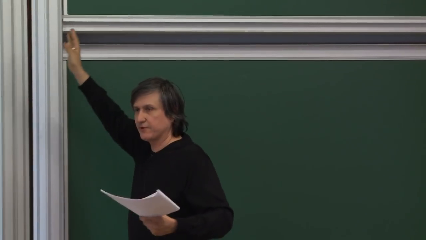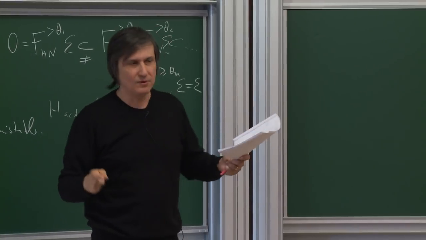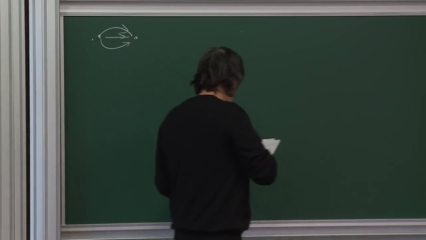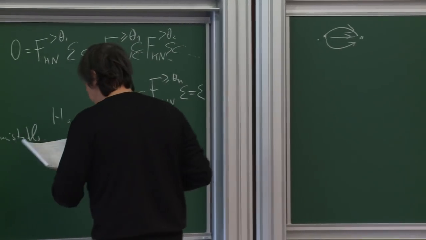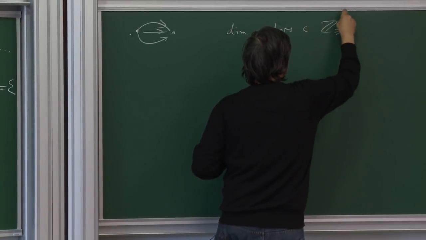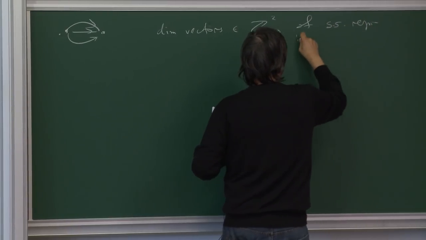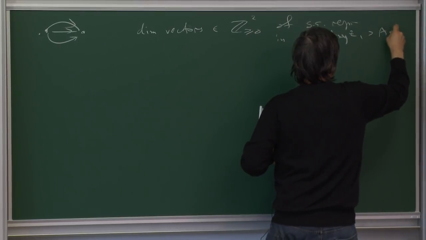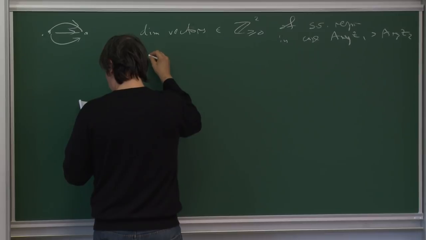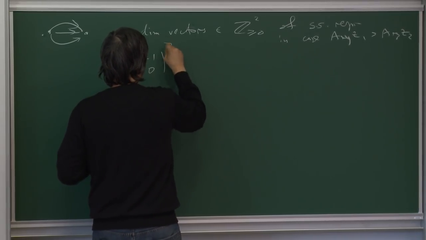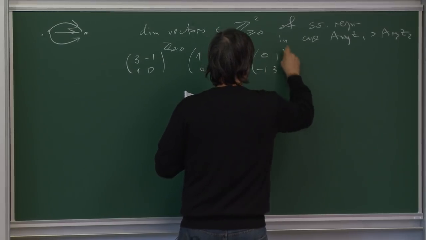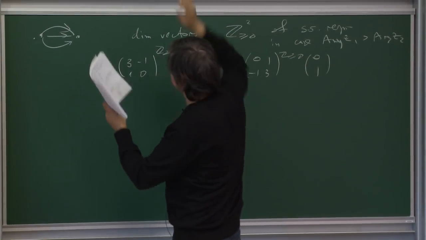These are called tame quivers, something which we can understand, and there are wild quivers for which there is really no complete answer. Take, for example, three arrows. What will happen? The dimension vectors which belong to the set of semi-stable representations, in the interesting case when the arguments are in the right way, otherwise again you get just two one-dimensional representations, are of the following form. It's either 3, minus 1, 1, 0 times some positive number applied to vector 1, 0, which corresponds to the left and right picture.